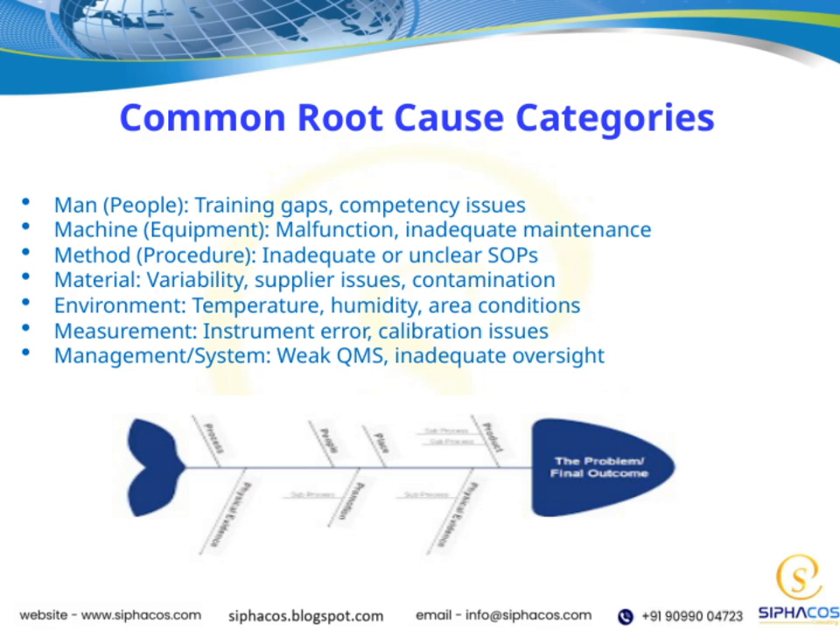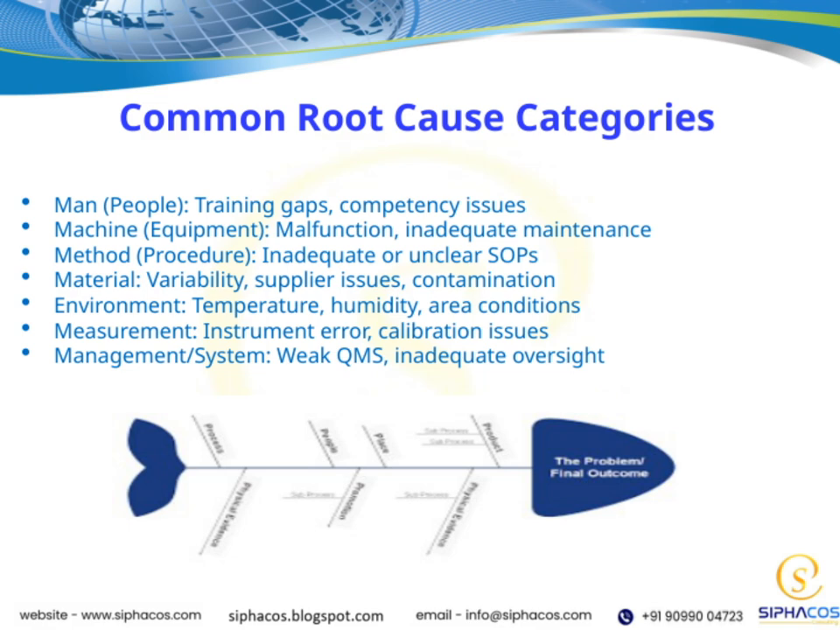Then there's the method or procedure side, where inadequate or unclear standard operating procedures can cause confusion and inconsistencies. Materials are also a critical factor. Variability in raw materials, issues with suppliers, or contamination can all compromise quality. The environment plays a role too. Factors like temperature, humidity, or the specific conditions of the area where the process occurs can affect outcomes.